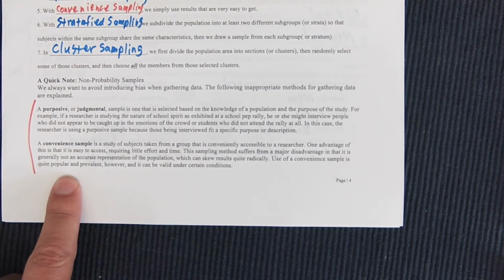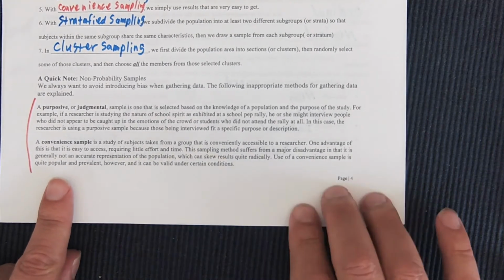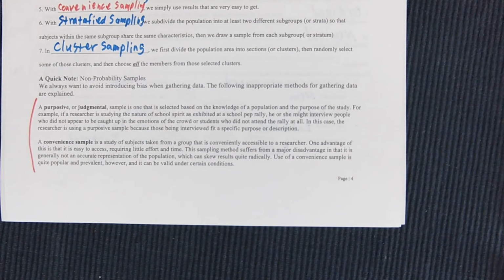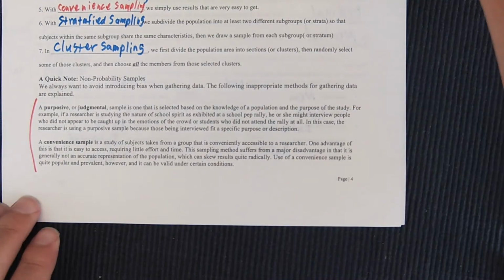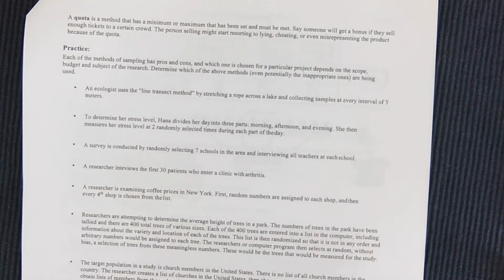Convenience sampling, we already talked about. That, again, would be if I just use my classroom to be a sample to represent all of any given college. The third one is on the back, is the quota.